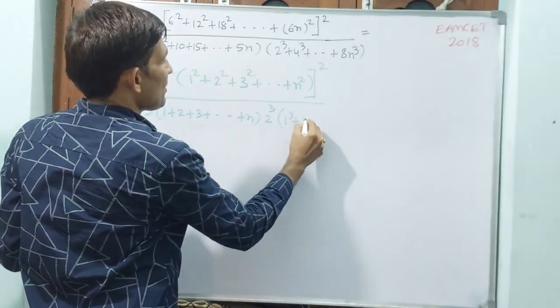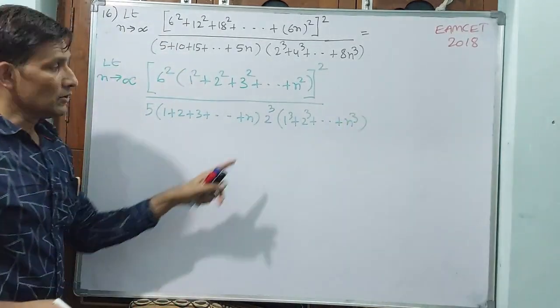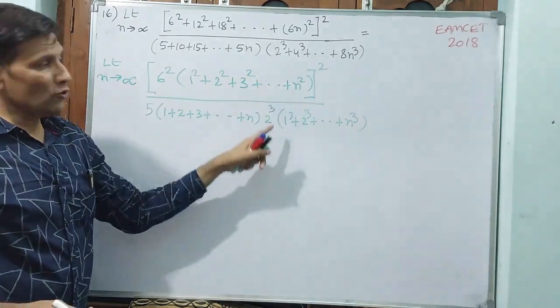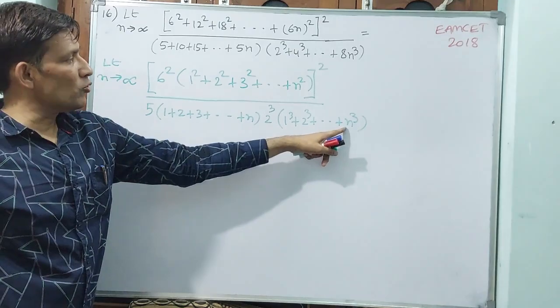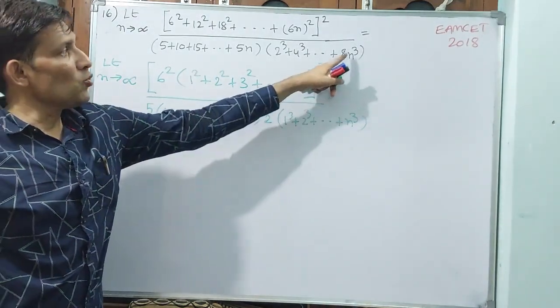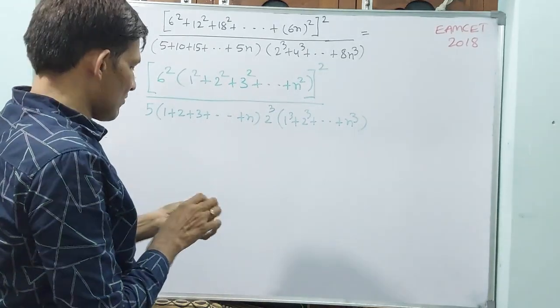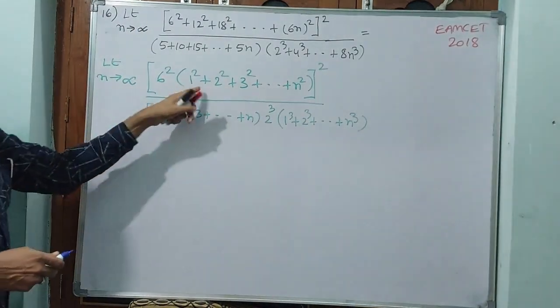Then 1 cube plus 2 cube up to n cube. Is it correct? 2 into 1 cube, 2 into 2 cube, 2 into 3 cube, 2 into n whole cube. 2 into n whole cube means 2 cube n cube. Is it okay? Yes. Now we can change this formula accordingly. Now proceed further. Why? Because this formula we know.